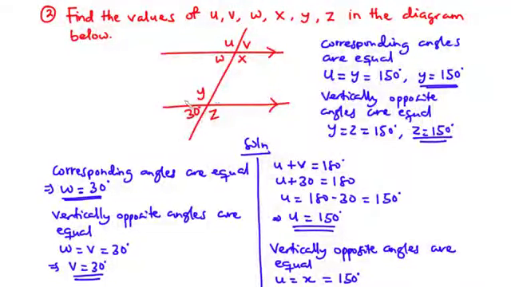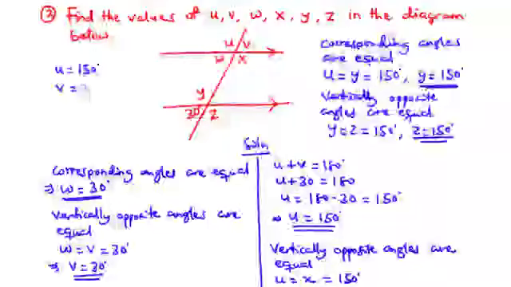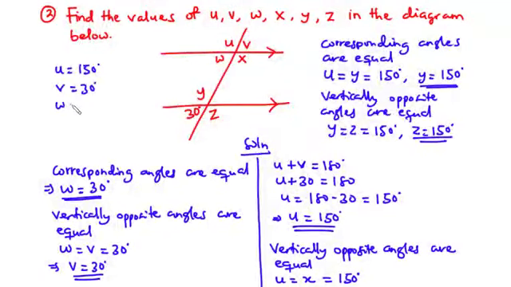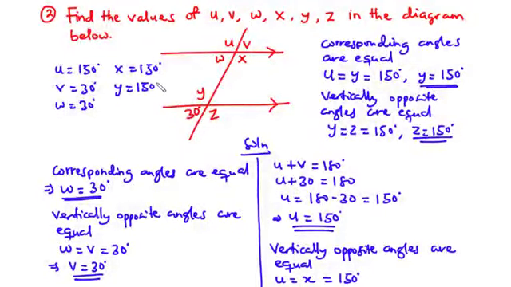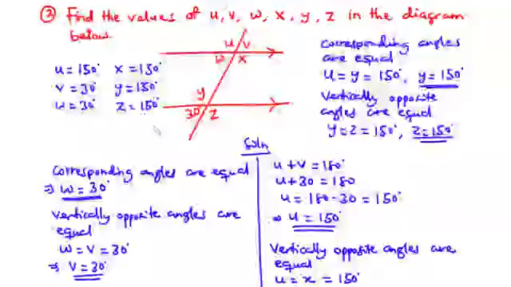So in summary, we have U to be 150 degrees. We have V to be 30 degrees. W also to be 30 degrees. We have X to be 150. Y also 150. And then lastly, we have Z also to be 150 degrees. Now let's move on to the next section.